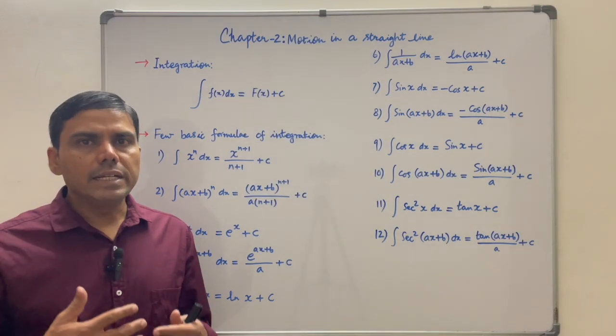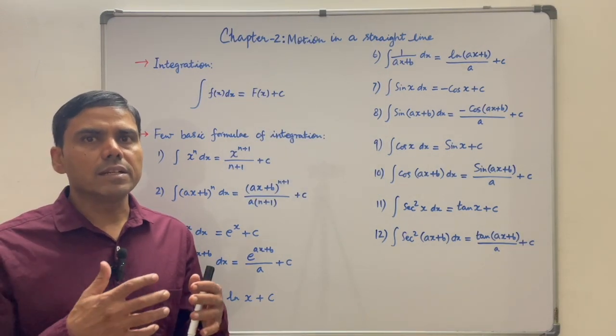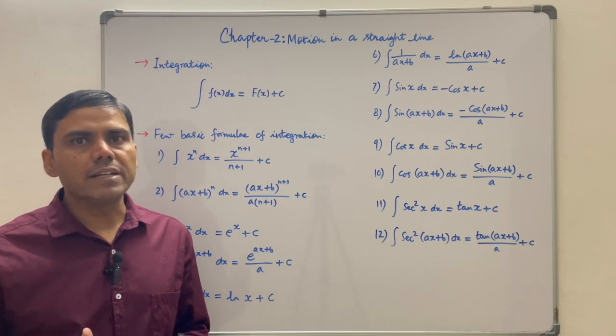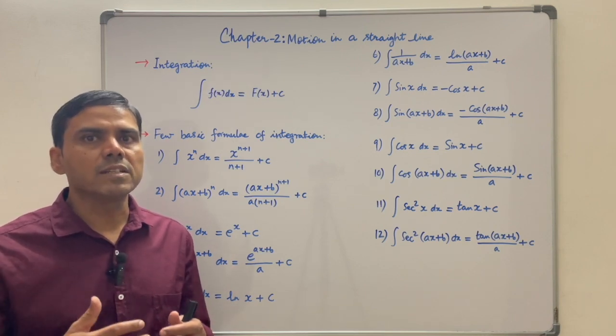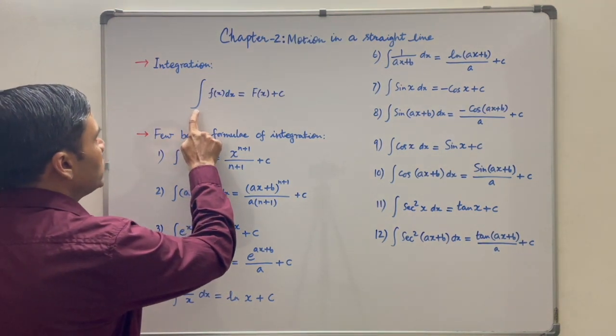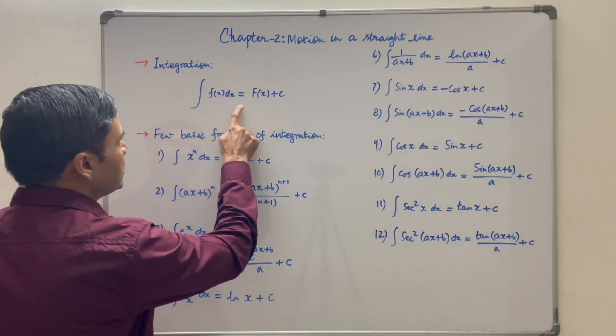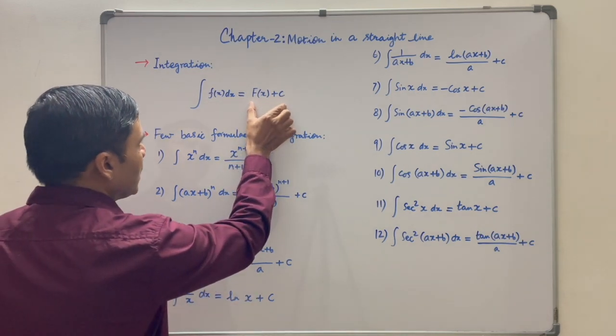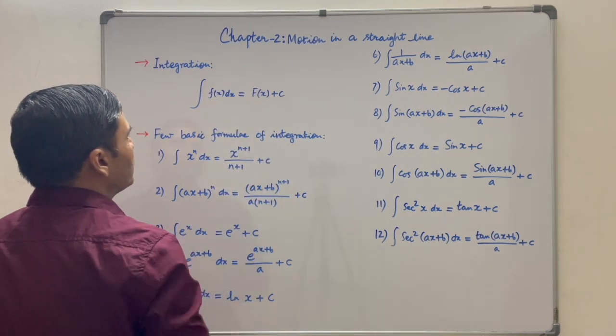Now let us see integration. Integration is the reverse process of differentiation. By integration, we can find a function whose differentiation is known. This is the integration sign. So integration of f(x) dx is equal to F(x) plus c. If you differentiate this part, you will get this function.